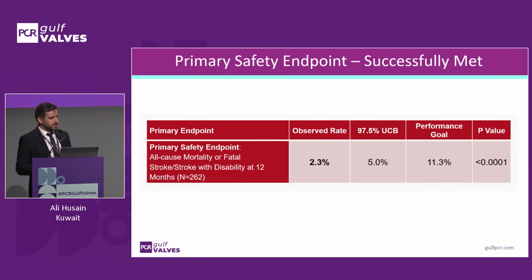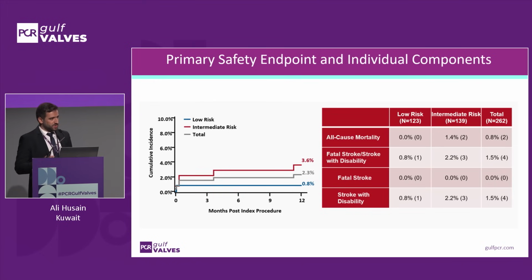With regards to the primary safety endpoint, all-cause mortality, fatal stroke, or stroke with disability, the observed rate was only 2.3%, so the primary safety endpoint was successfully met. Whenever we talk about composite outcomes, it's really important to look at the individual components of the primary outcome. You can see the all-cause mortality at 1 year is actually below 1%. There was no fatal stroke. Stroke with disability was 1.5%, which is in keeping with standard practice for TAVI and other valves.